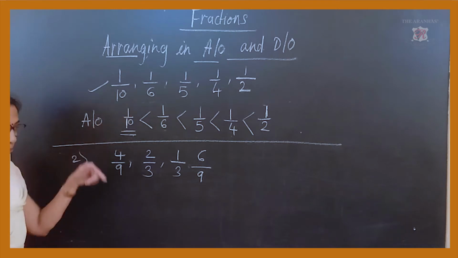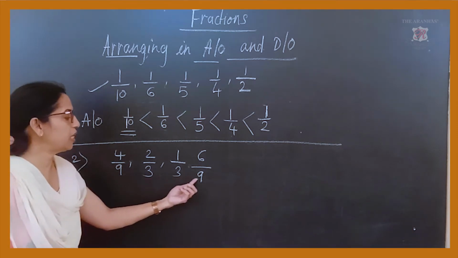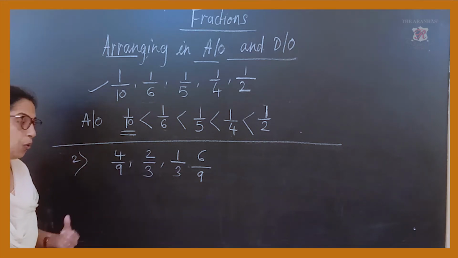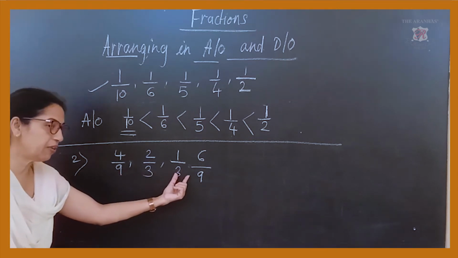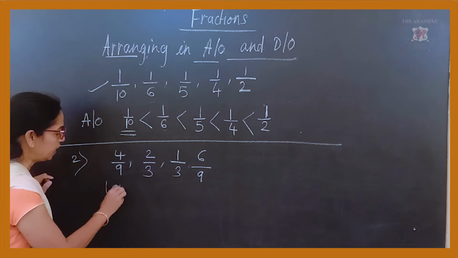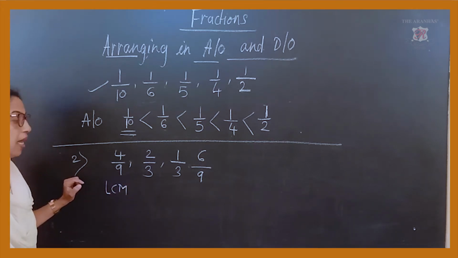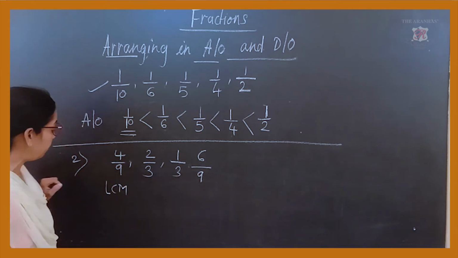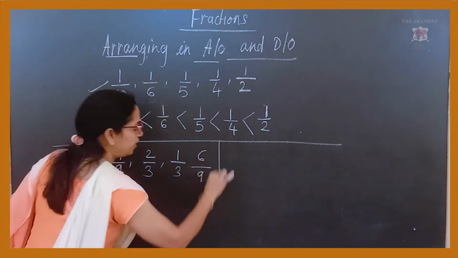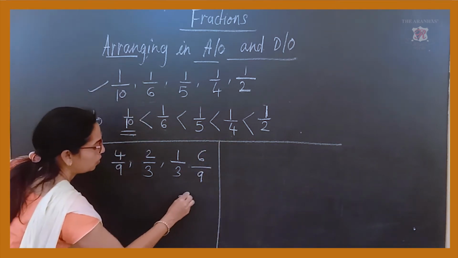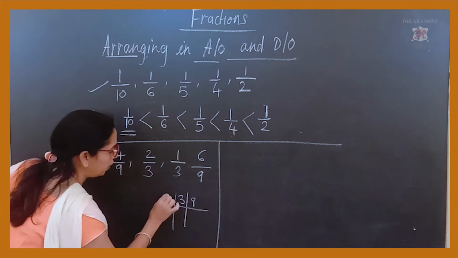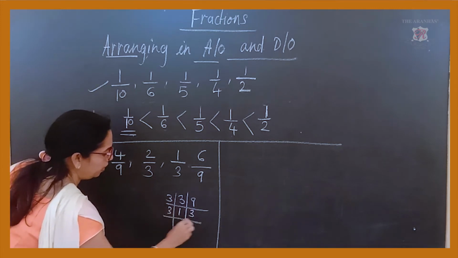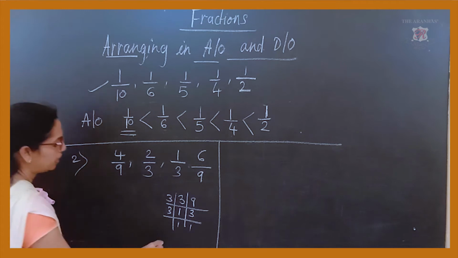As we have seen before, when the denominators are different, first we have to make them equal. Now how to make these denominators equal? By taking the LCM. So here we have 9, 3, 3 and 9. By finding the LCM, suppose these are 3 and 9. To find the LCM, first we will do the factorization and then find it. So 3 into 3.